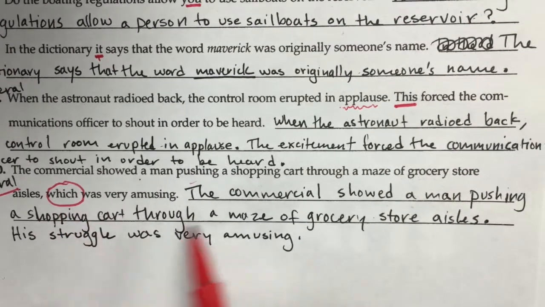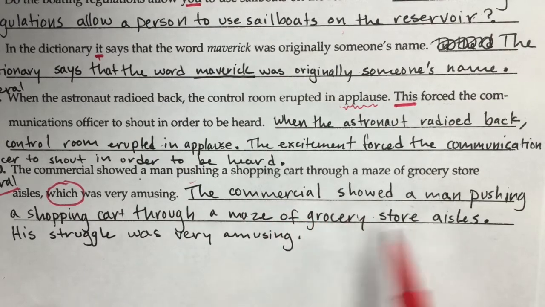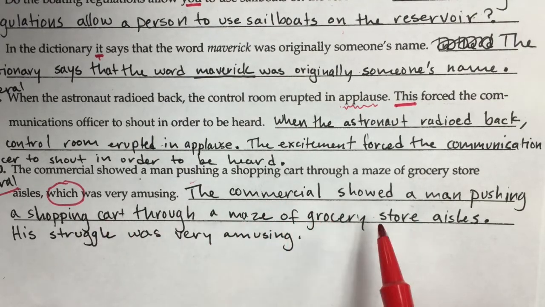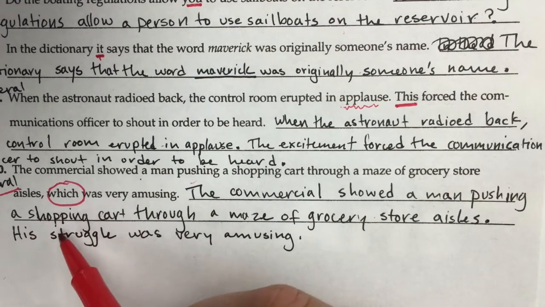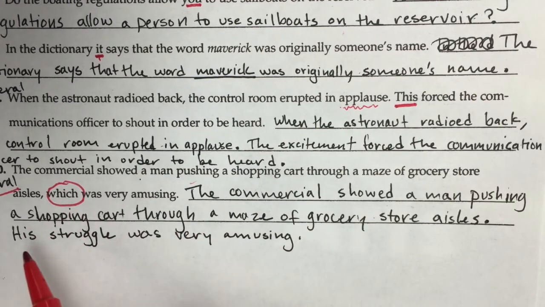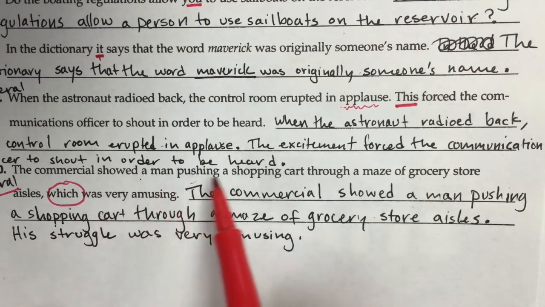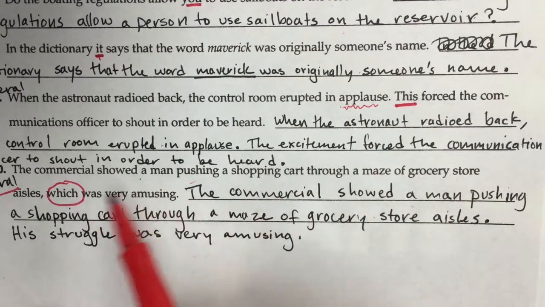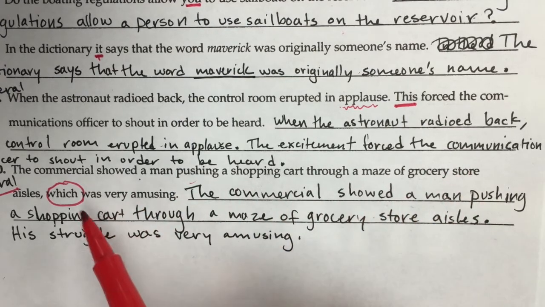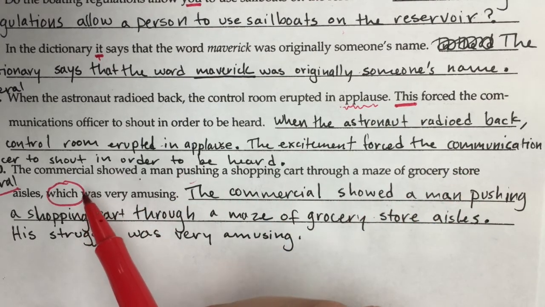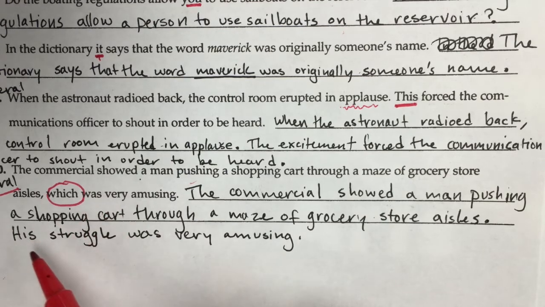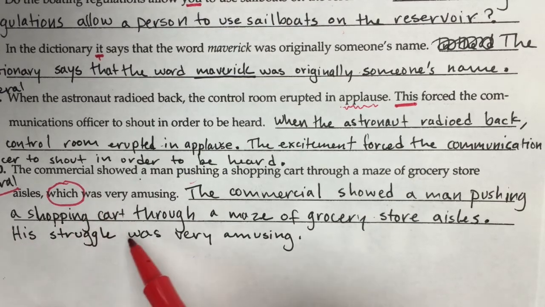So here's what I did to fix it. The commercial showed a man pushing a shopping cart through a maze of grocery store aisles. His struggle was very amusing. So now we have an actual thing here, his struggle. We have a name for this description of a sentence or of an event. The word which, though, can't do that much work. Instead, we have to use something more specific and less general. So that's why I said his struggle.